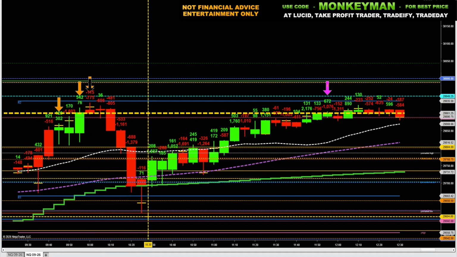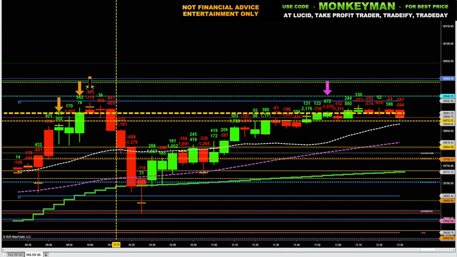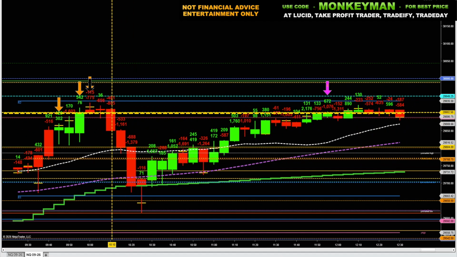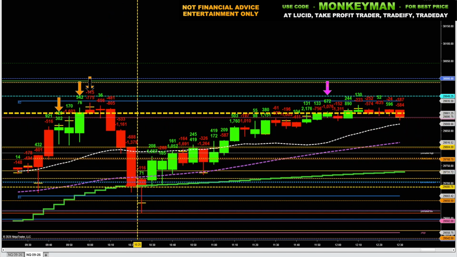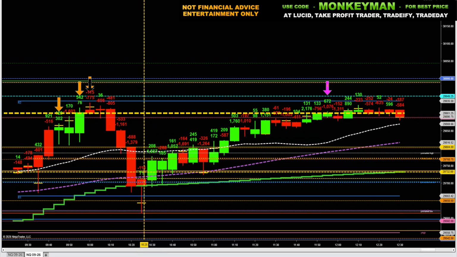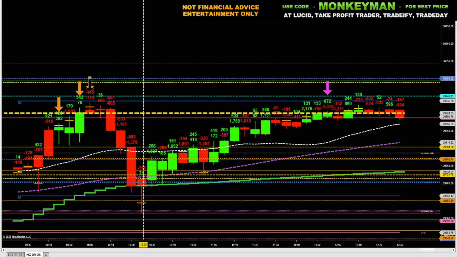Very nice move down. Check out all these candles with the strong negative delta across the board. Big full-bodied candles to the downside, hardly any wicks. Very bearish until this candle. We've got a mixed bag on the delta. The NQ delta is drying up.